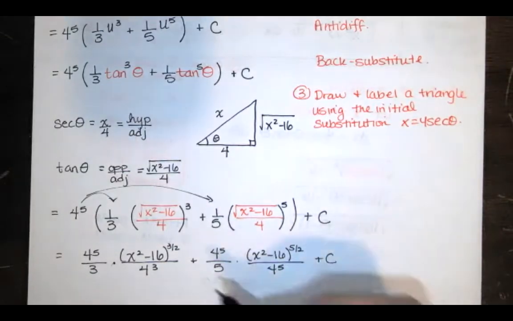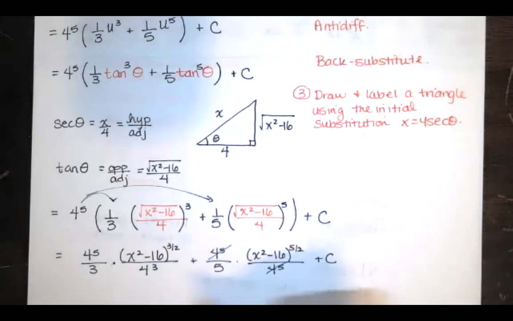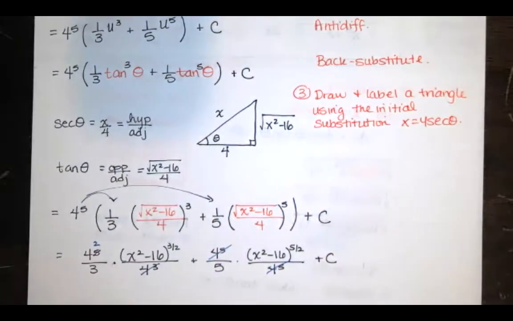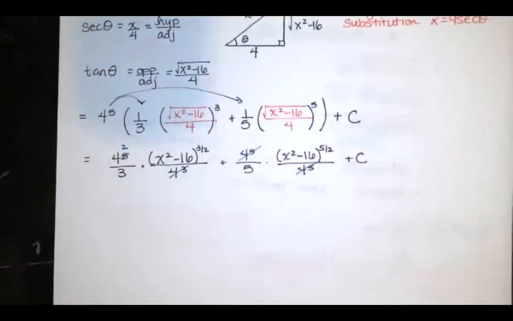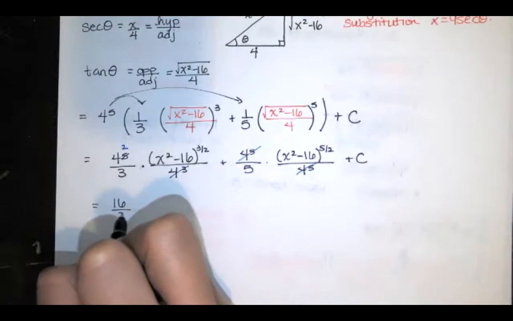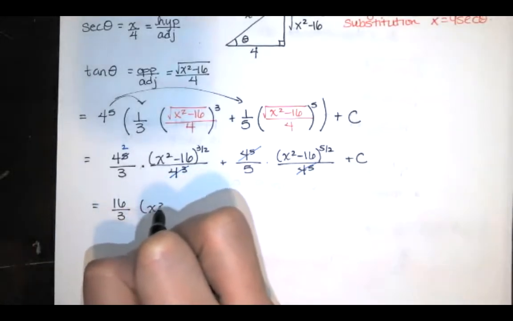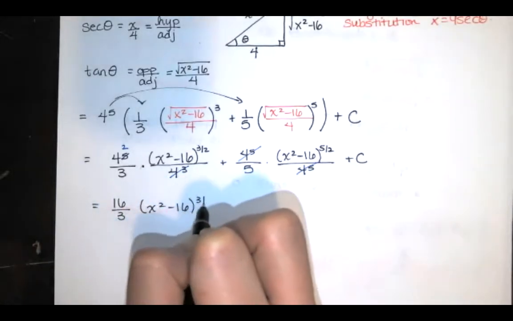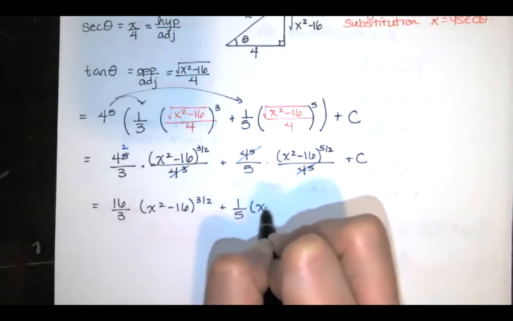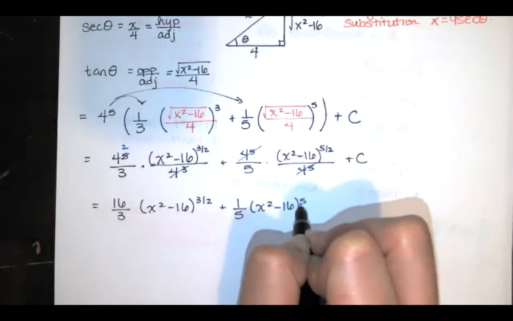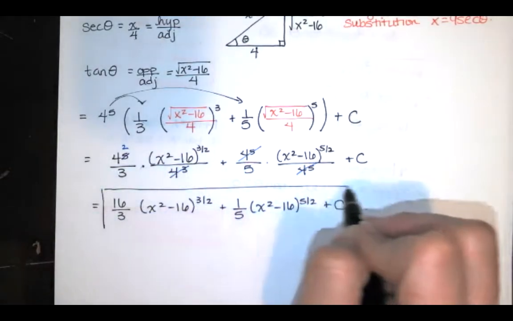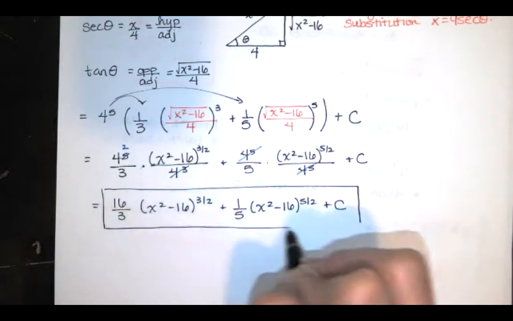And you see that the 4 to the 5ths reduce there. 4 cubed reduces with 3 of these 4s. There are 2 left over. And now I have this. I've got 16 over 3 times x squared minus 16 to the 3/2 plus 1/5 times x squared minus 16 to the 5/2 plus c. And that's our answer.